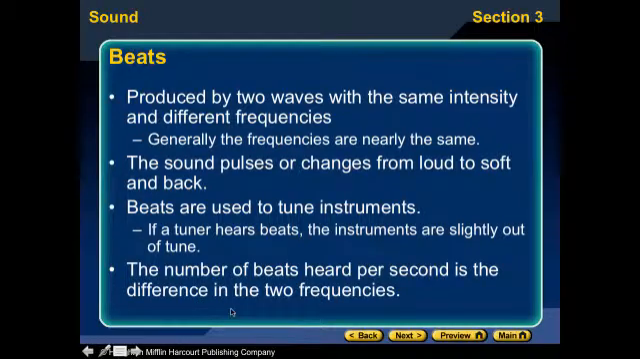The number of beats heard per second is the difference in the two frequencies, so you can adjust it. So piano tuners that use tuning forks to tune the piano, they're listening for beats. They're trying to eliminate the beats. Or if you're tuning guitar to the piano, you listen for beats, and you want to get rid of those beats.